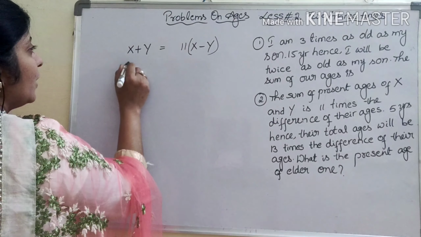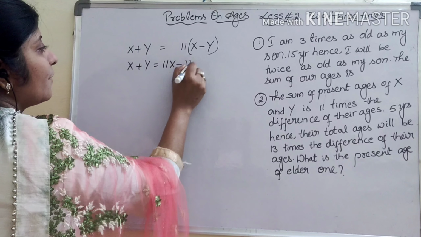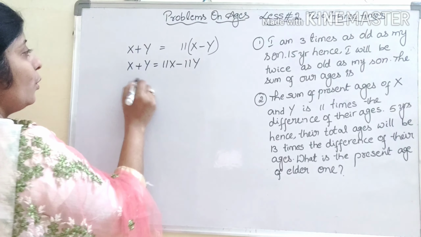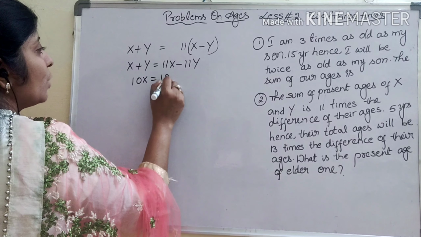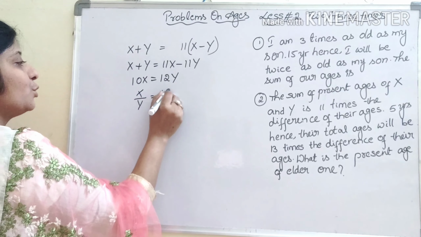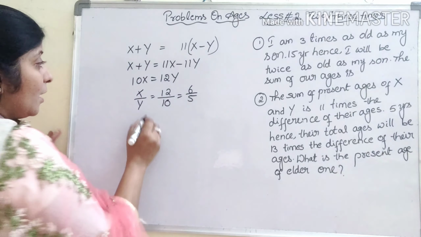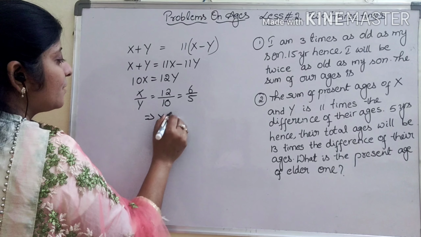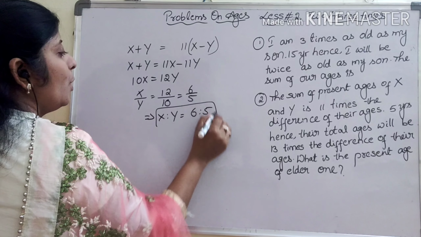This will be equal to 11 times x minus y. So we will calculate this one. x plus y equals 11x minus 11y, which will give 10x equal to 12y. x by y equals 12 by 10, which gives 6 by 5, which can also be written as x ratio to y equal to 6 ratio to 5.